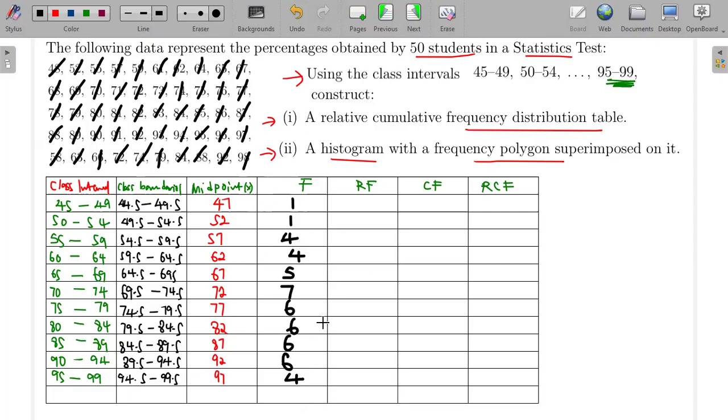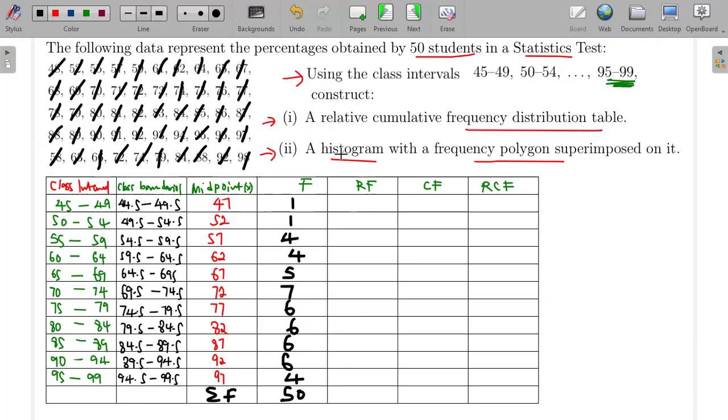Let's try to add the frequency to see if it's going to give me the total data points there. Let me punch that on my calculator. It's giving me total frequency as 50. So the summation of f here is 50, meaning my frequencies are correct.